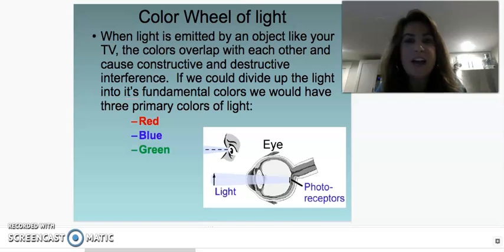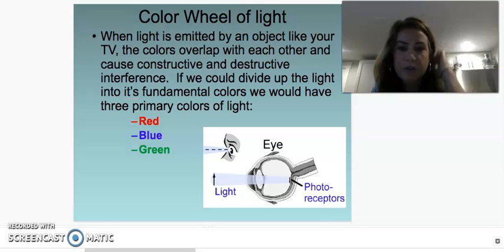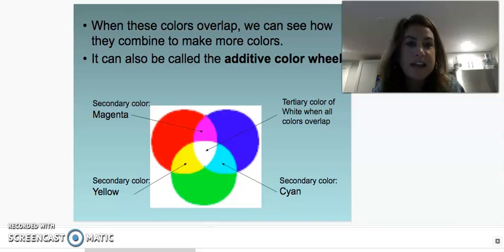Color wheel of light. When light is emitted by an object like your TV, the colors overlap with each other. Remember our constructive and destructive interference in part 2. We could divide up the light into fundamental colors, and we would have 3 primary colors, which are red, blue, and green, which I'm sure you've talked about in art before if you've taken art.